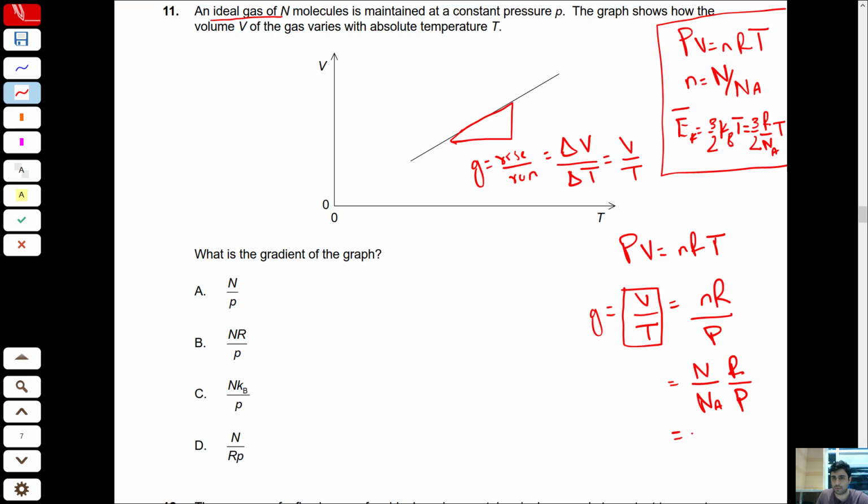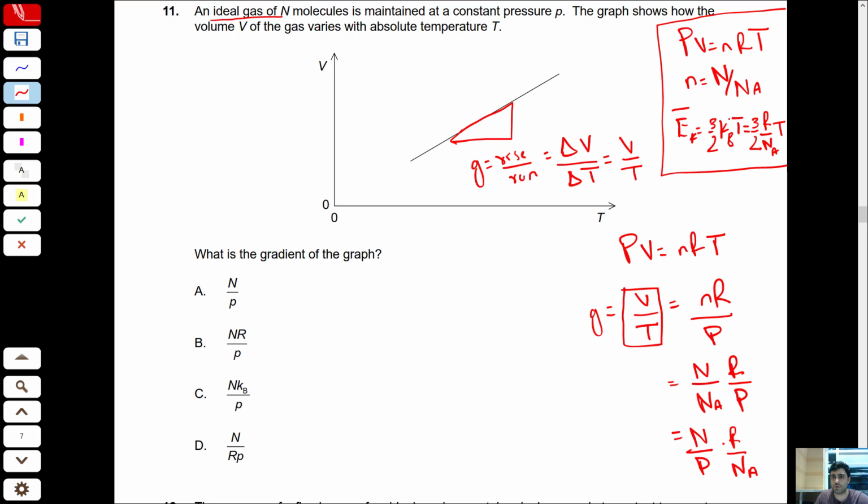Let's just rearrange the equation a little bit. So let's call it N over P, R over Na. I've done nothing but just rearranging the order. I just move this N and P down there and Na. So just rearranging the order, no problem. But why did I do that?